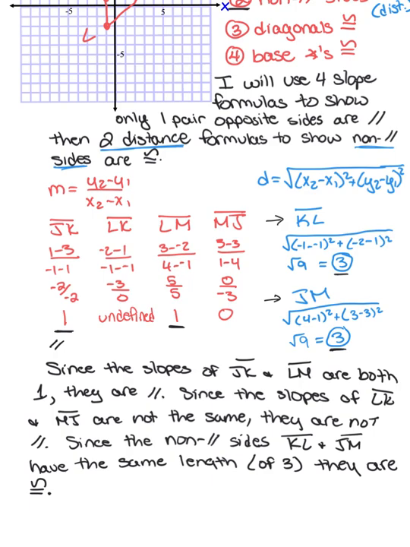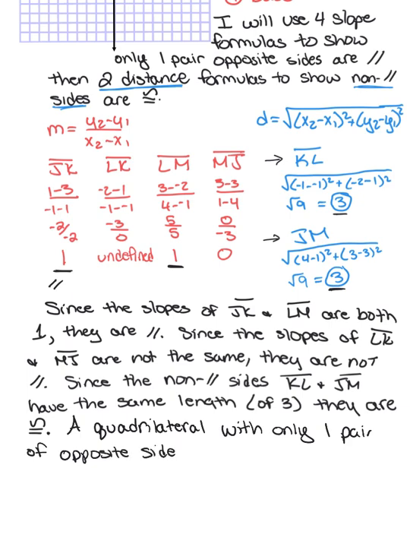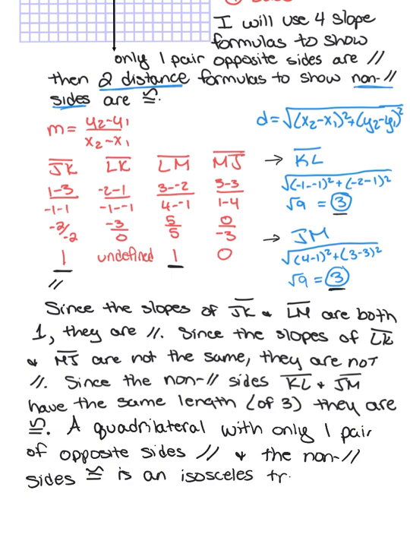Now you have to say, what kind of shape do you have based on that work? So we're going to say a quadrilateral with only one pair of opposite sides parallel and the non-parallel sides congruent is an isosceles trapezoid. Therefore, JKLM is an isosceles trapezoid.